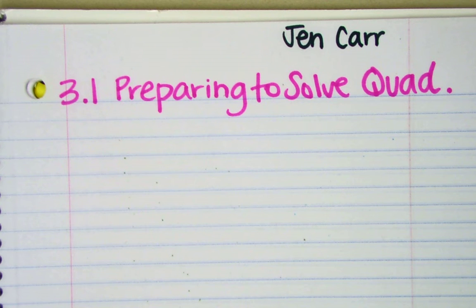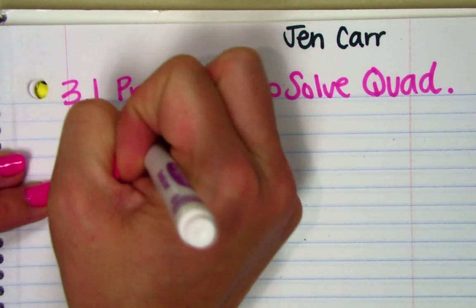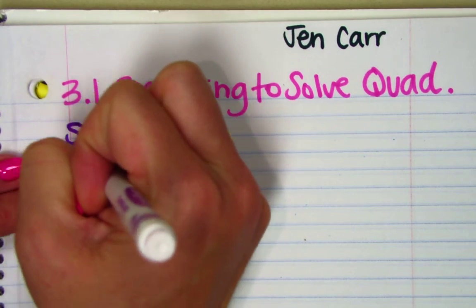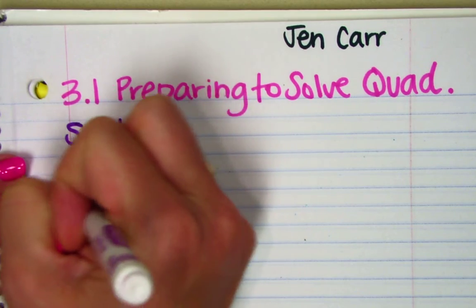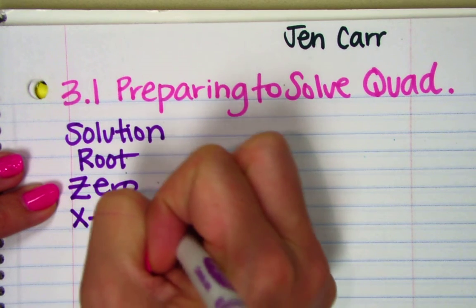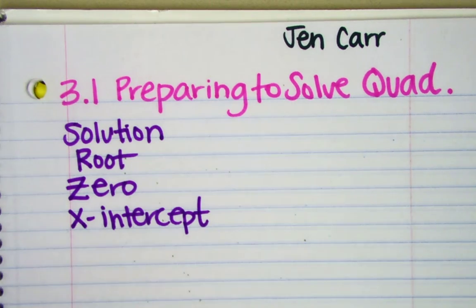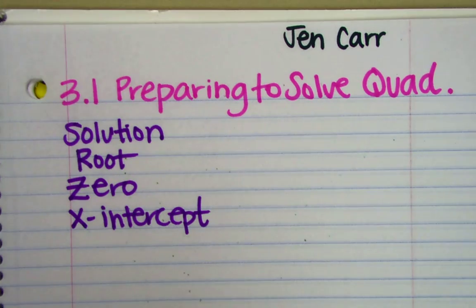All right, first thing we're going to do is learn all the names for a solution. Okay, because this is one where there's 4 synonyms that they might use to ask you for the same thing. They might ask you for the solution. They might ask you for the root. They might ask you for the zero. Or they might say X-intercept. Right, all of those things in this context mean the same thing. Right, solution, root, zero, X-intercept, they all mean the same thing.